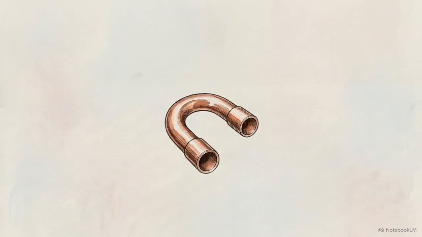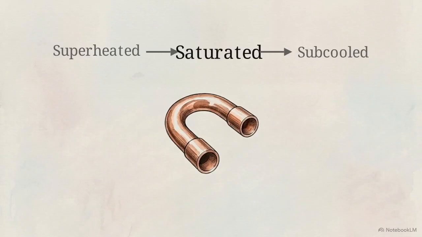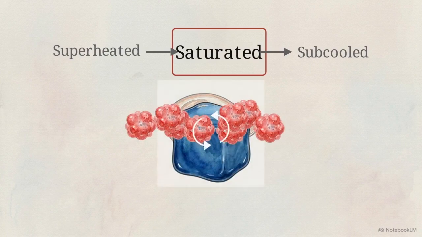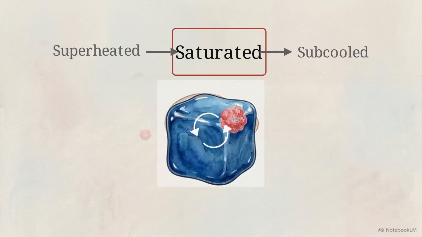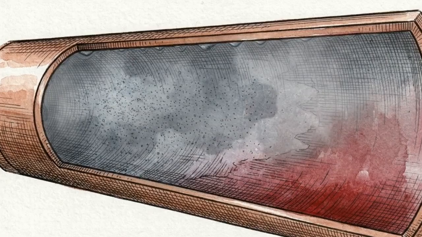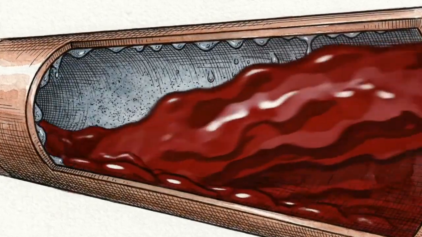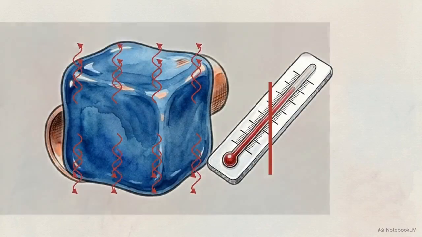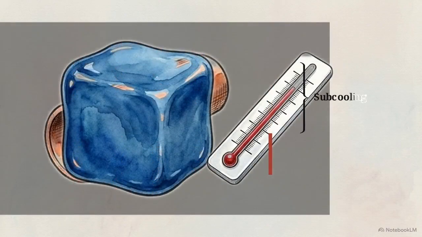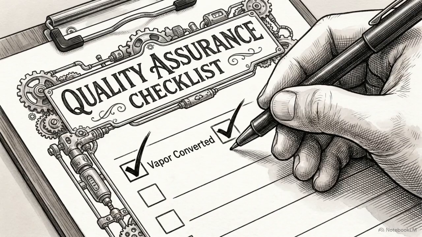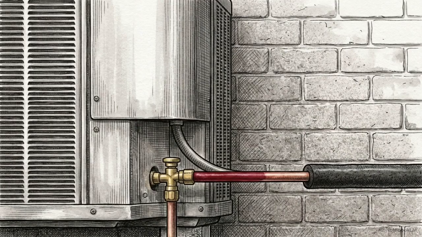Refrigerant inside the system exists in one of three conditions: saturated, superheated, or subcooled. Whenever refrigerant is actively changing states, it is saturated. Inside the condenser, saturation happens as hot vapor rejects heat and condenses into a liquid. Once 100% of that vapor is boiled off and turned into a liquid, the phase change is complete. Any additional heat the fan removes from that pure liquid cools it below its condensing point. That extra drop in temperature is subcooling. We calculate subcooling because it is the only way to prove that the vapor has successfully and completely condensed into a liquid before moving further down the line.